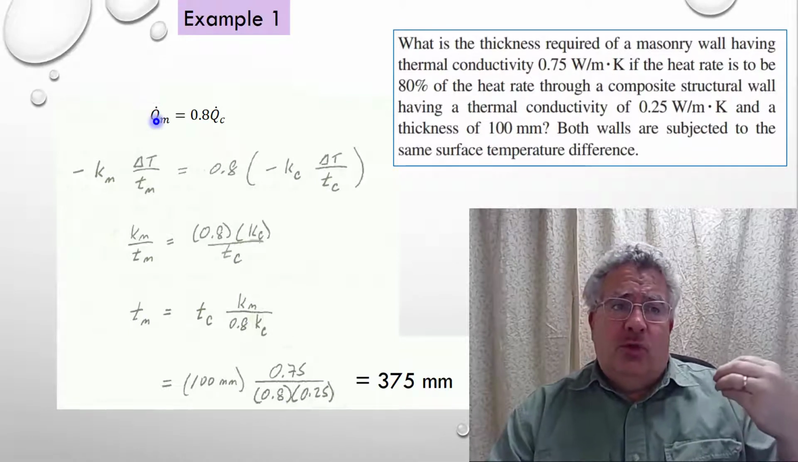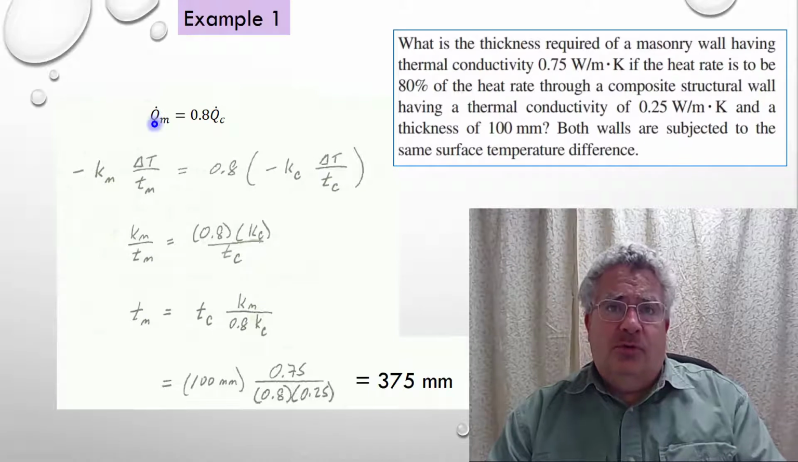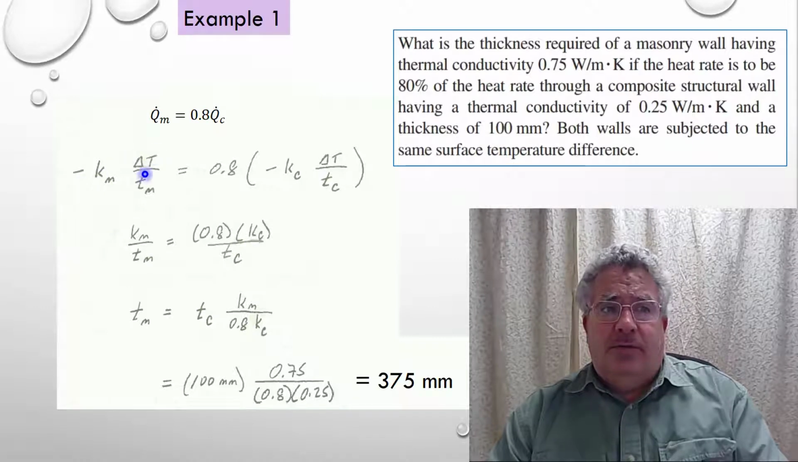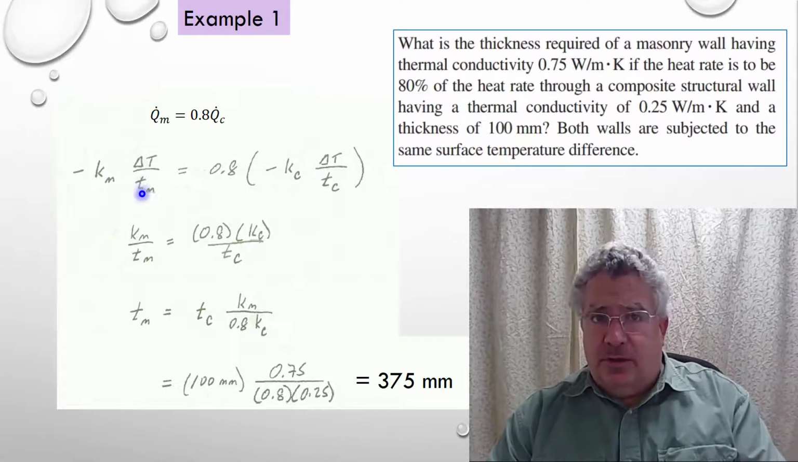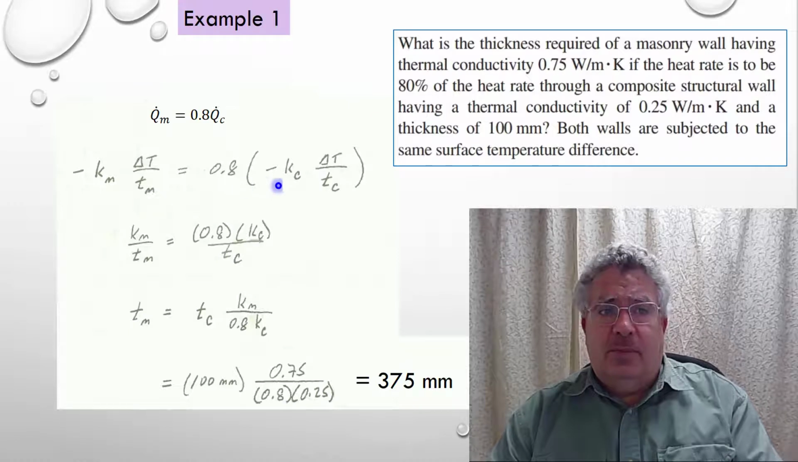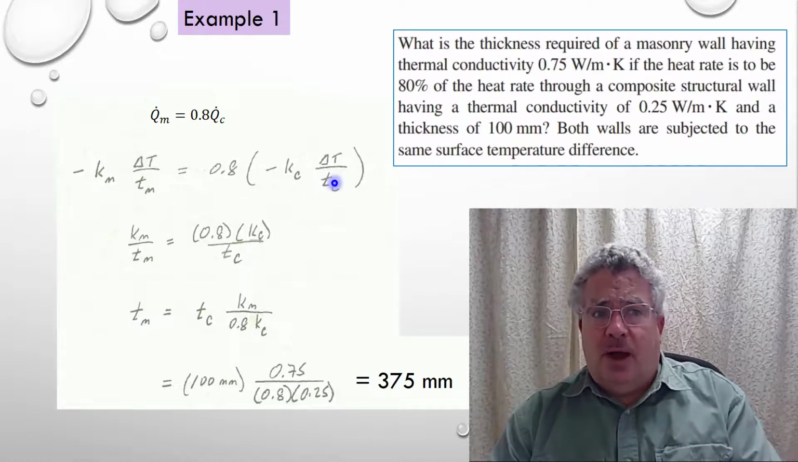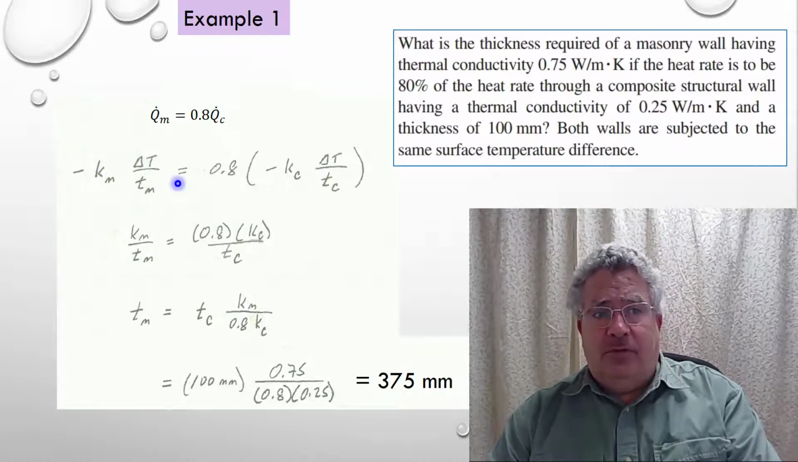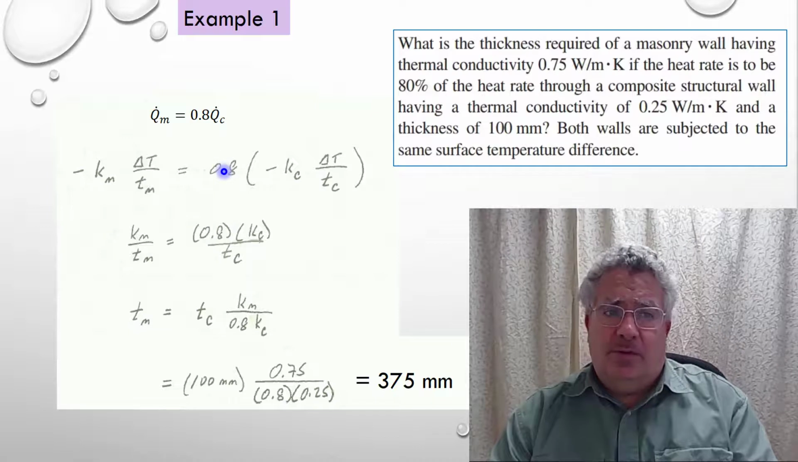so the way heat transfer would occur is through conduction, which can be described by Fourier's law. So Fourier's law is minus k delta T over the total thickness, in this case the thickness of the masonry wall and the thickness of the composite wall. And what I've done here is the left-hand side is for the masonry wall, the right-hand side is for the composite wall, which I'm multiplying by 0.8.